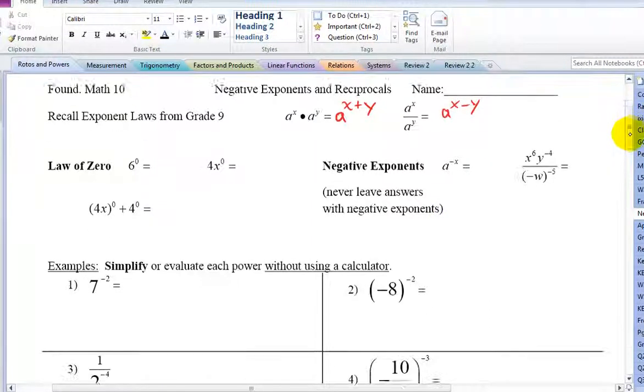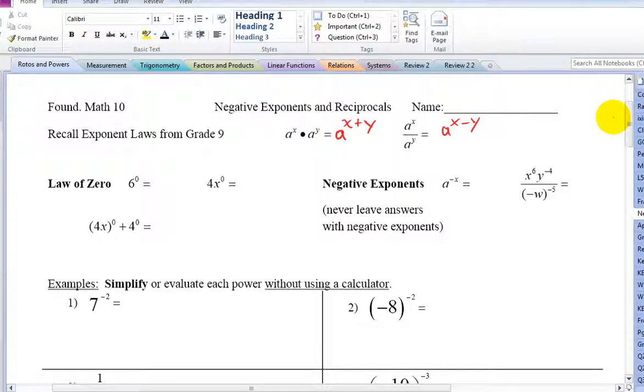Ask me something. Okay. Next, law of 0. 6 exponent 1, what does that equal? What about 4x0? What does that equal? Nope. If I had this, that would equal 1, but this equals 4 times 1, because the x has this exponent 0. So this equals 4. Okay? Good. Next one, do this one real quick.